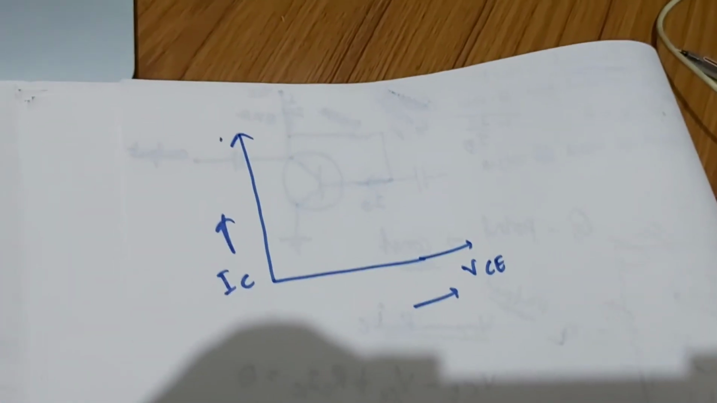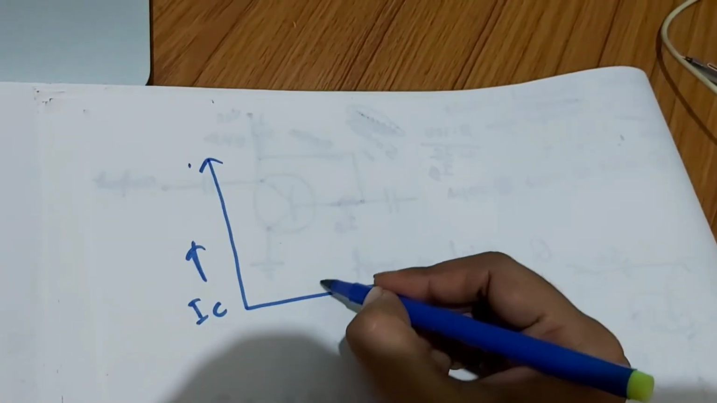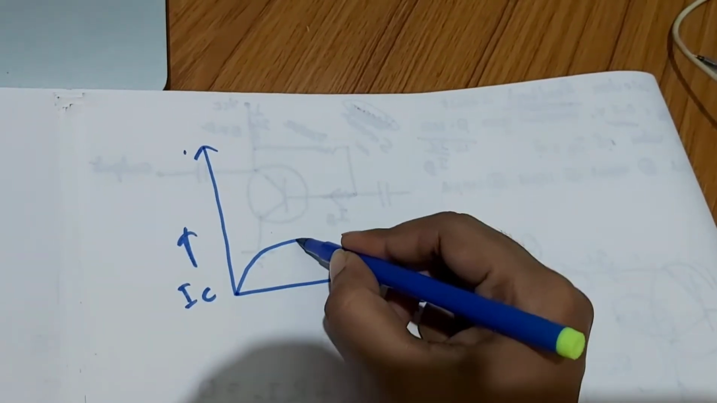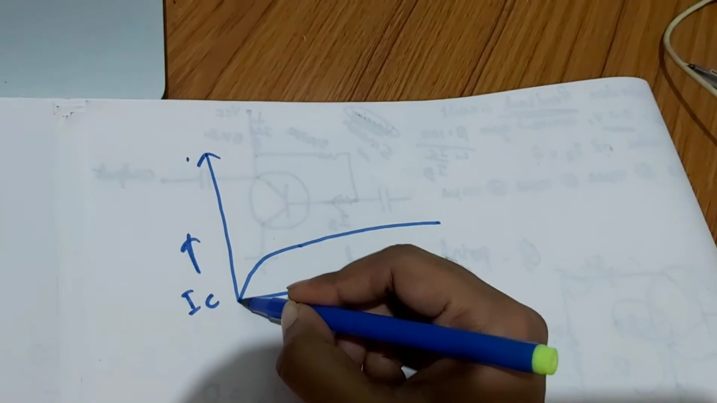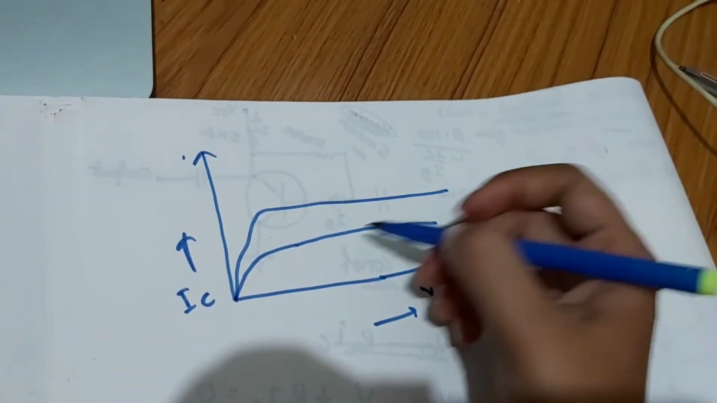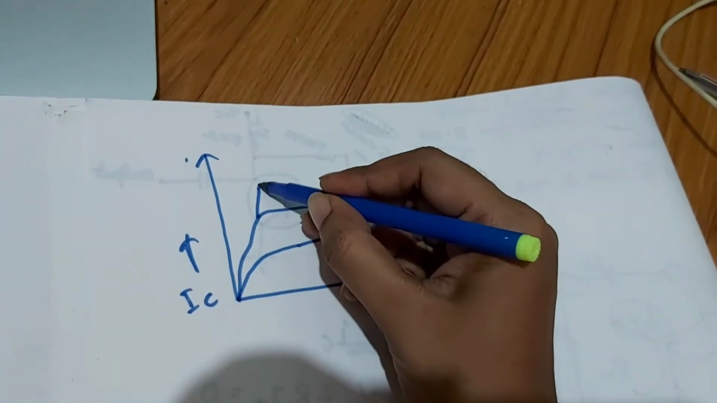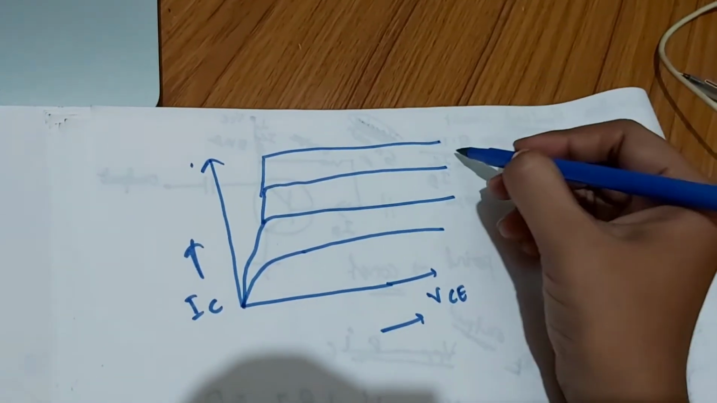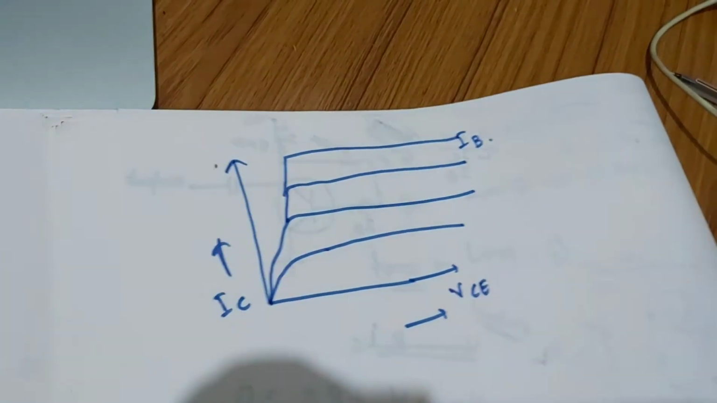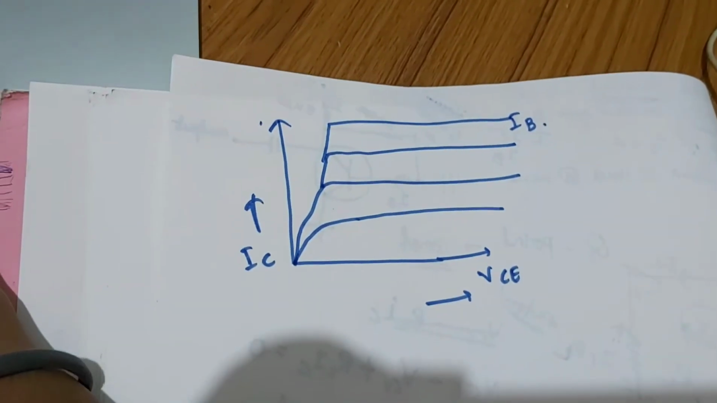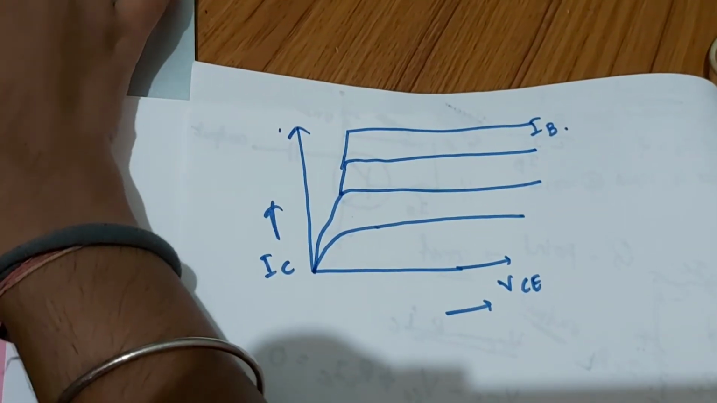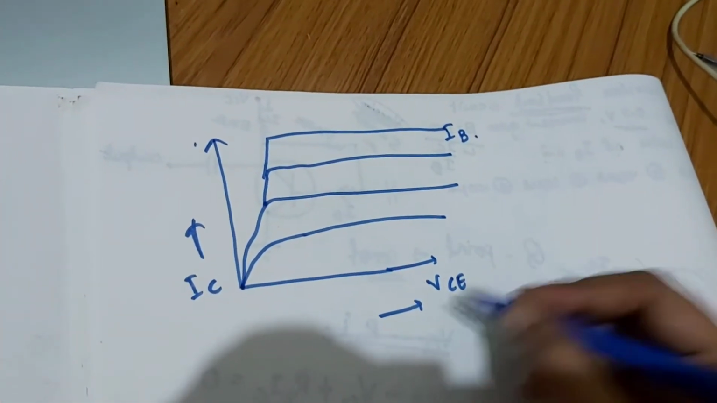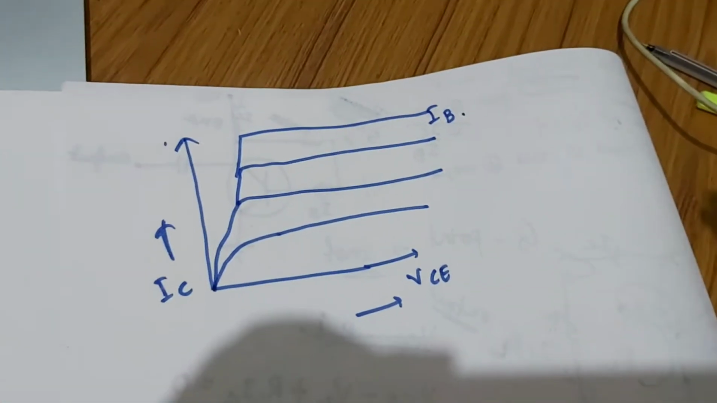So for a constant IB, I will get the values like this. Okay, this is one IB, this is one IB. I hope you guys remember all these things. These are my IB, right? So what happens for IC? According to the equation I got previously in the previous page.